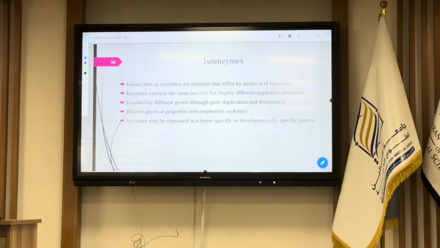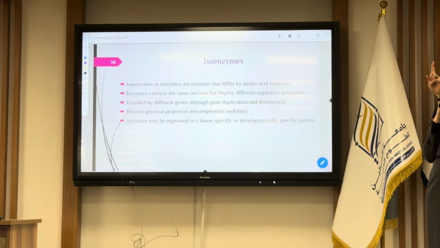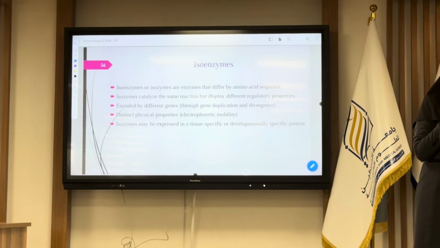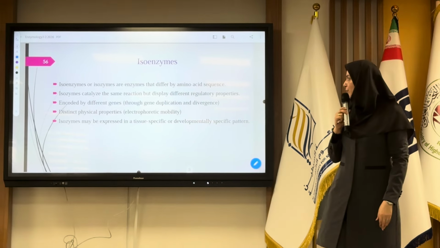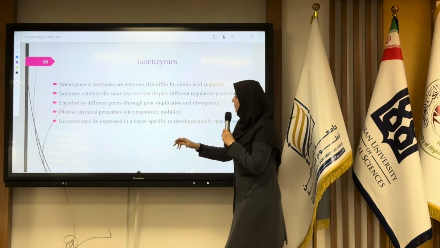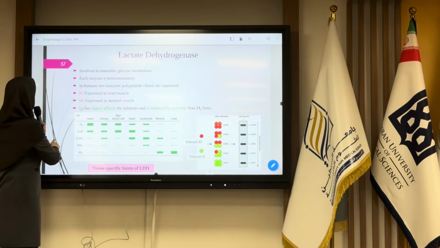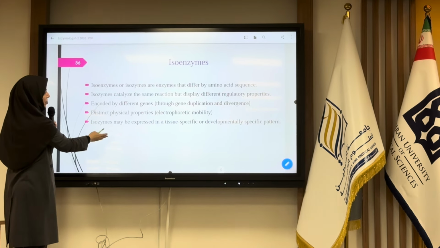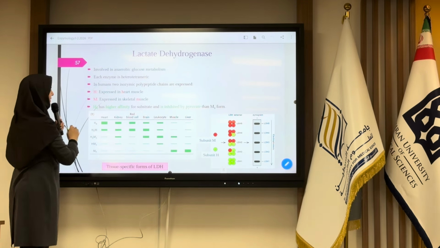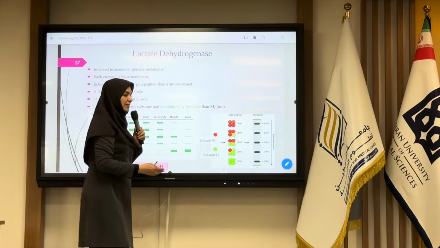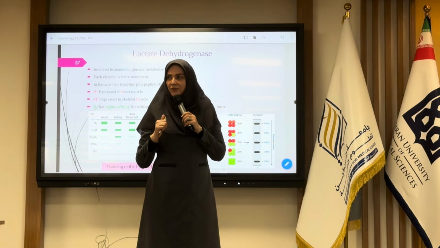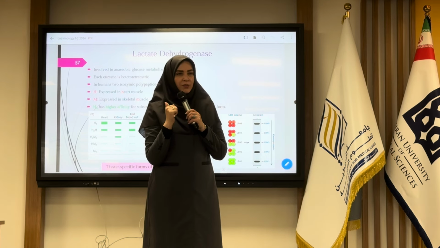But just know that sometimes you have different forms of one enzyme. For example, lactate dehydrogenase. It's better to describe it here first. This is a definition of the isoenzyme, and it's better to talk about it in this slide. You know, lactate dehydrogenase, I know in Iran we had this enzyme in high school. What is the role of this enzyme?